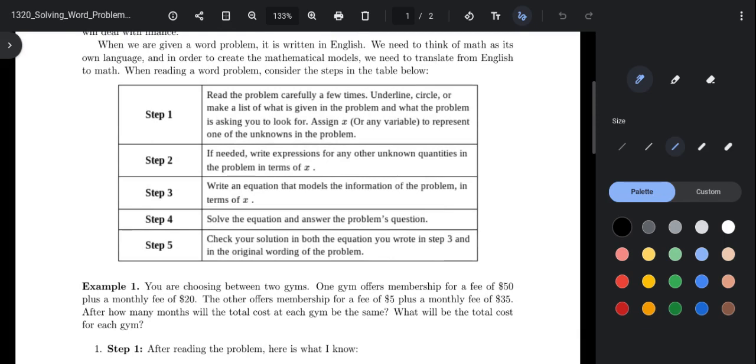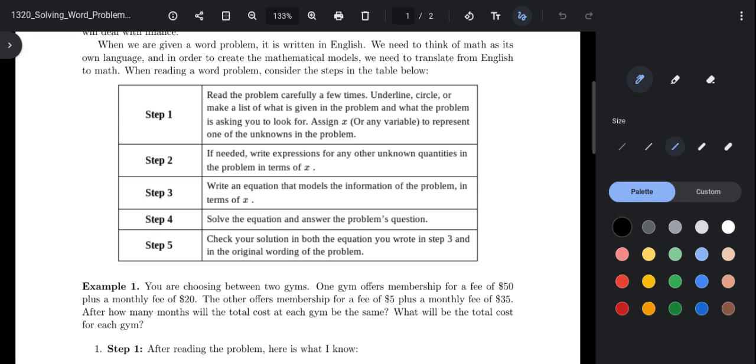You may want to read it a couple times to make sure you're getting all the information you need and what the problem is actually asking. Some tools that can help are underlining or circling or making a list of that important information that's given in the problem and what it's asking us to look for. And if we have anything that is unknown that helps us figure out what's being asked of us, we assign a variable to that. X is the most common, and that's what I'm going to be using, but it could honestly be any letter of the alphabet.